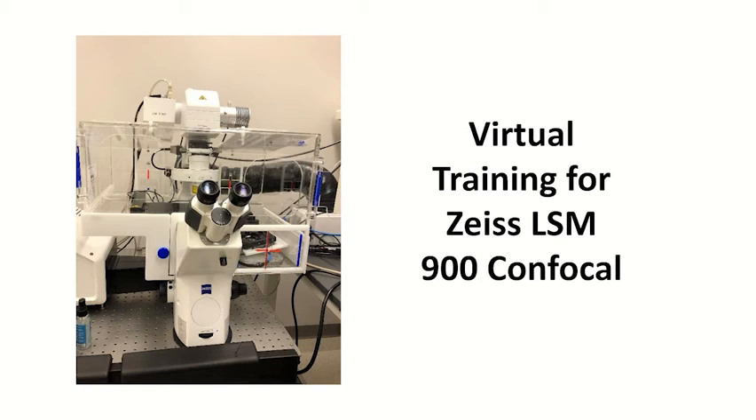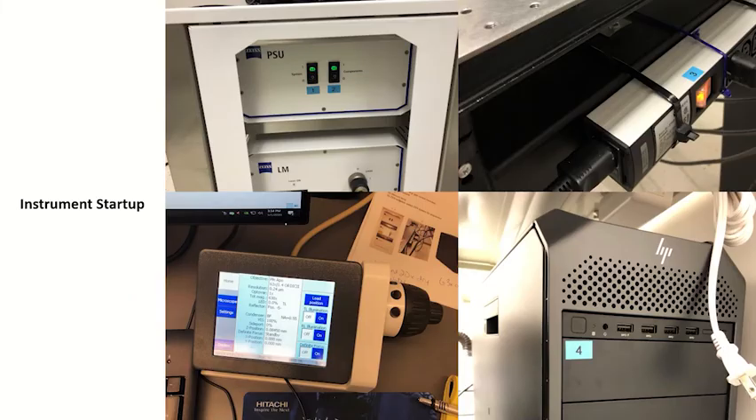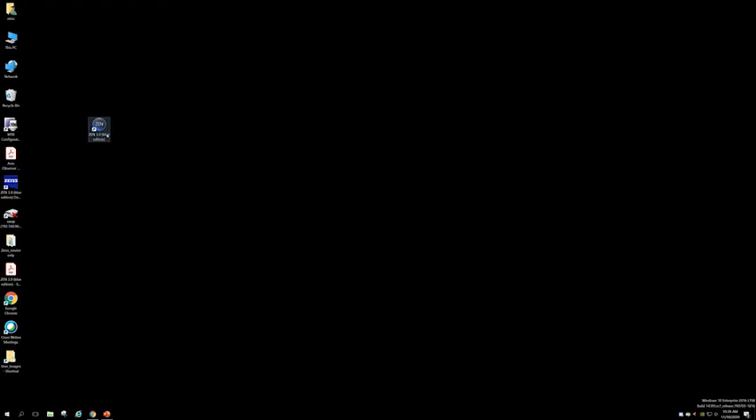To start, turn on the system and component switches in order, labeled 1 and 2 respectively. Turn on the switch labeled 3 on the power strip. After the mini display boots up, turn on the computer. Wait for the computer to fully boot up. Once the computer is on, open the Zen software.